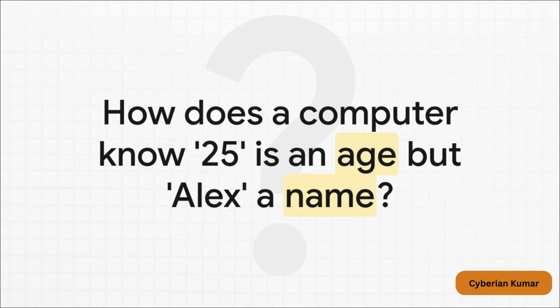So think about it for a second. How does your computer know that when you type 25, it's a number, something you can do math with, but when you type Alex, that's a name? I mean, to a machine, it's all just data, right? Well, the answer to that question is pretty much the foundation for all software.